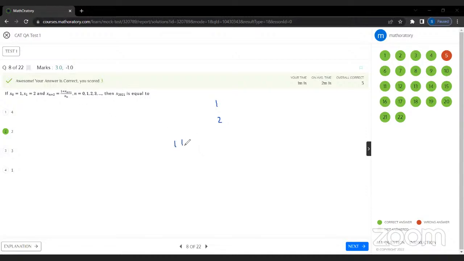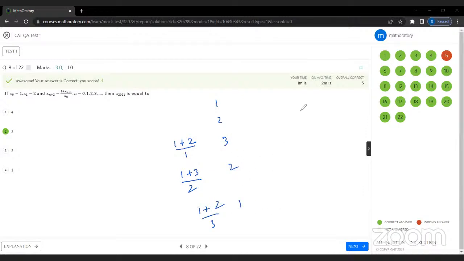So 1 plus the previous term upon the previous to previous term. So that is 3, right? उसके बाद 1 plus previous term upon previous to previous term. So just keep on doing this. So 1 plus 3 by 2, ये 2 हो गया. फिर 1 plus 2 upon 3, right? So ये 1 हो गया. And just keep on doing this.